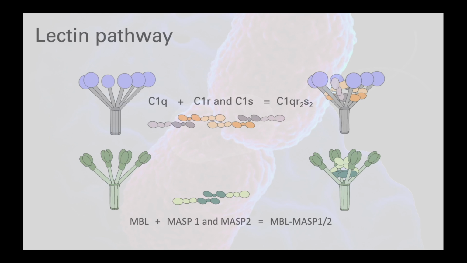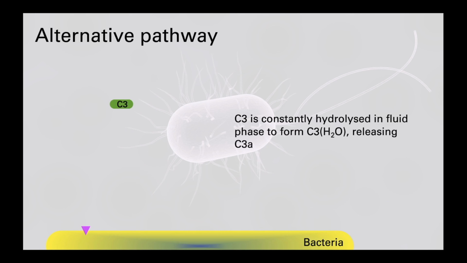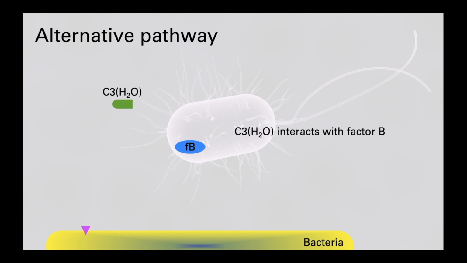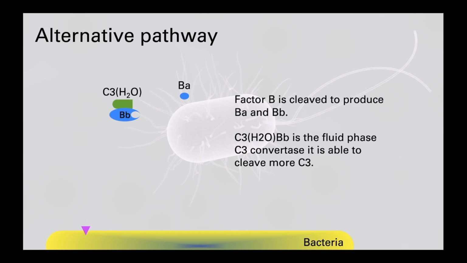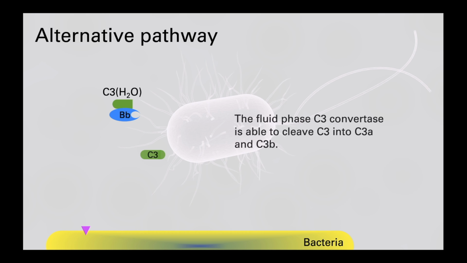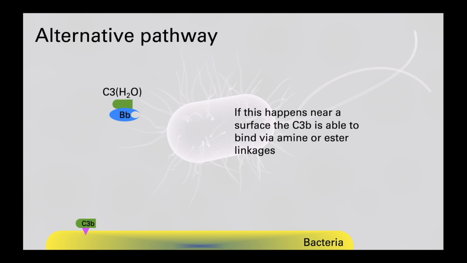The final pathway is called the alternative pathway, and the initiation of this pathway by foreign surfaces is slightly different. C3 is constantly and spontaneously being hydrolyzed in the plasma to form a short-lived intermediate called C3(H2O) in a process we call tickover. This tickover releases C3a, and the C3(H2O) binds to a protein called factor B, cleaving it into two fragments, Ba and Bb. This C3(H2O)Bb complex is a fluid phase C3 convertase and cleaves further molecules of C3.